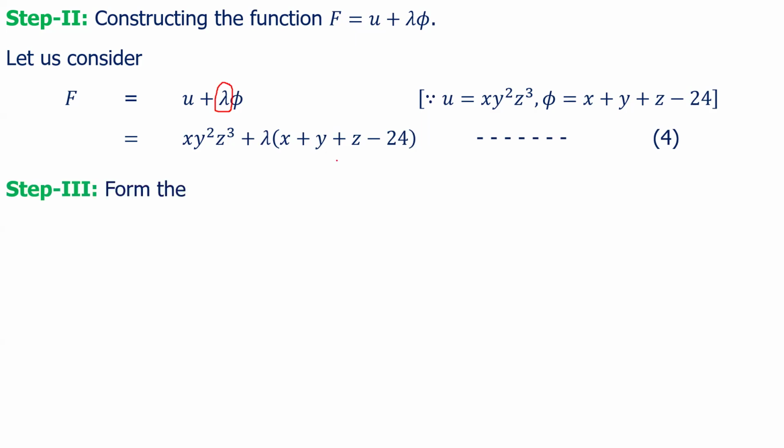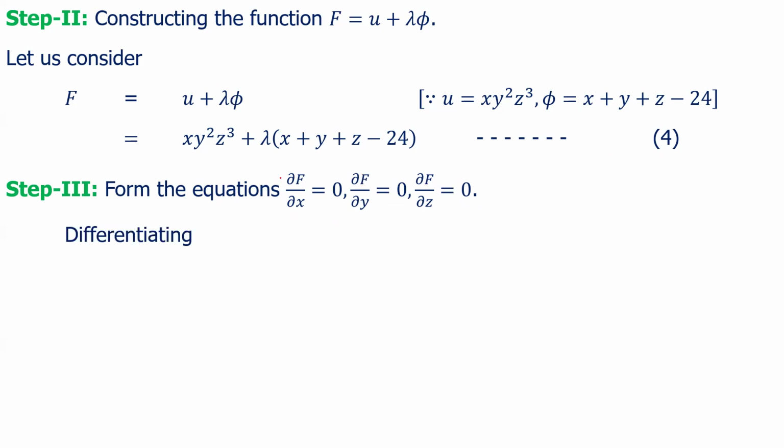Now the step number 3 is form the three equations: partial derivative of f with respect to x equal to 0, partial derivative of f with respect to y is 0, and partial derivative of f with respect to z equal to 0. So we have to just do the partial derivative of equation number 4 with respect to x, y, and z and equating to 0. So let us take the partial derivative of 4 with respect to x, y, and z respectively.